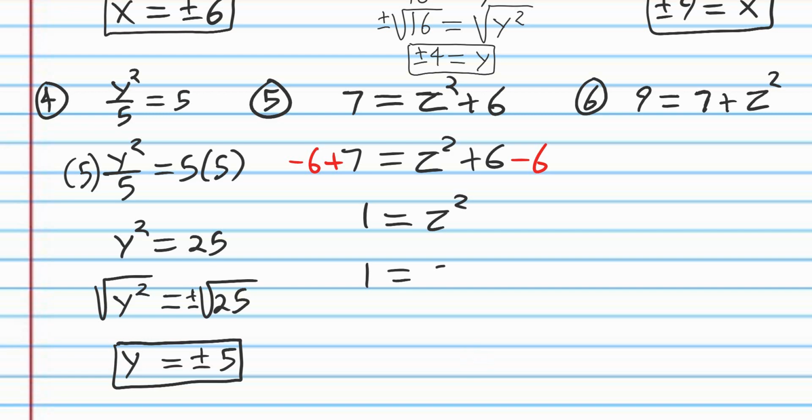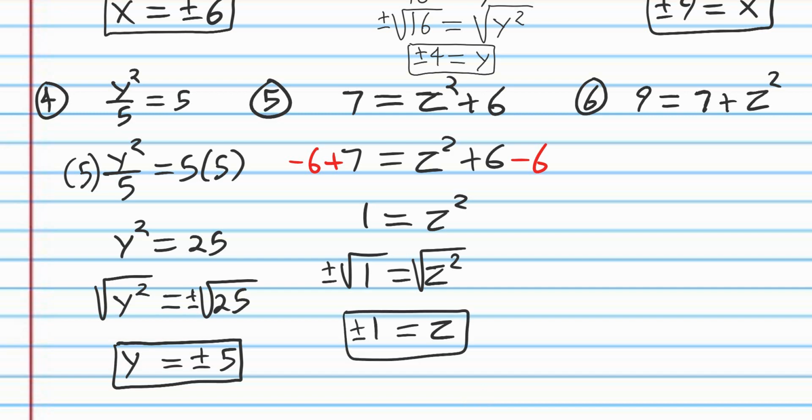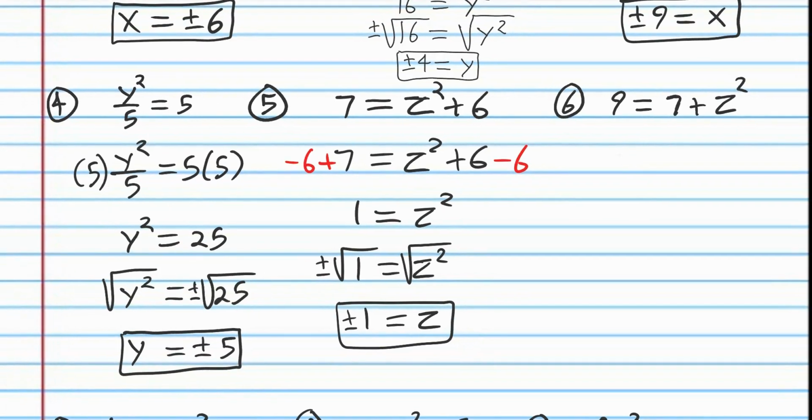So now I have to get rid of that square. So we square root both sides, and we end up with z is equal to plus or minus 1, because the square root of 1 is 1. It's asking what number times itself is equal to 1. Well, that would just be 1, because 1 times 1 is 1.